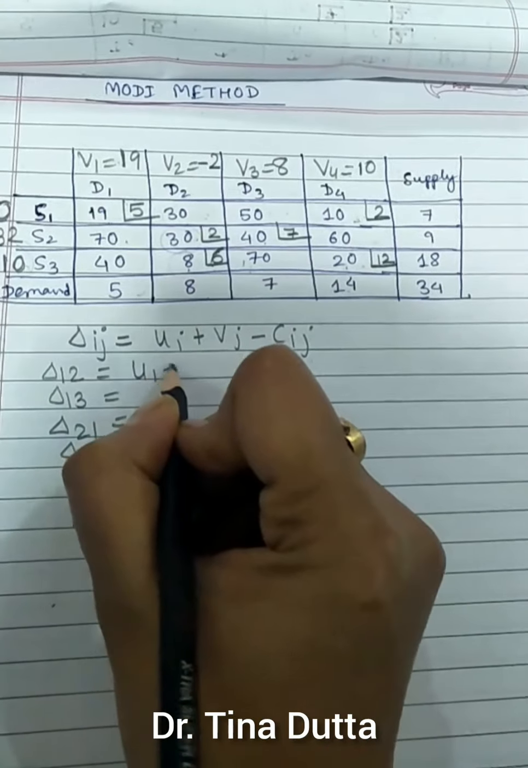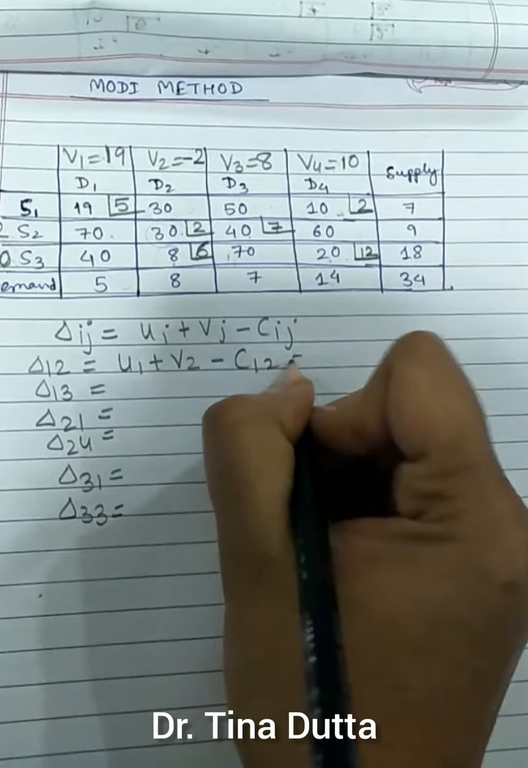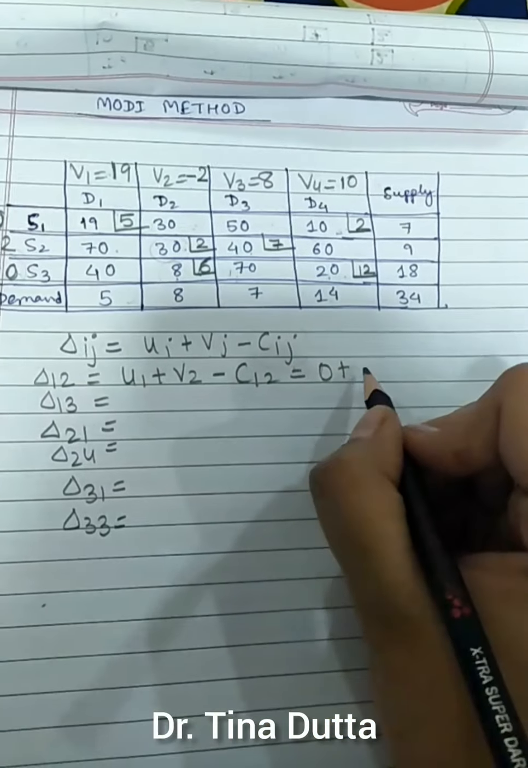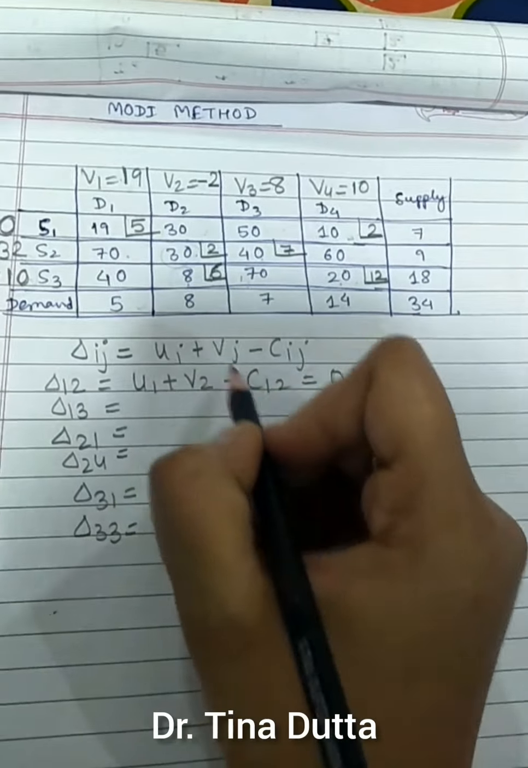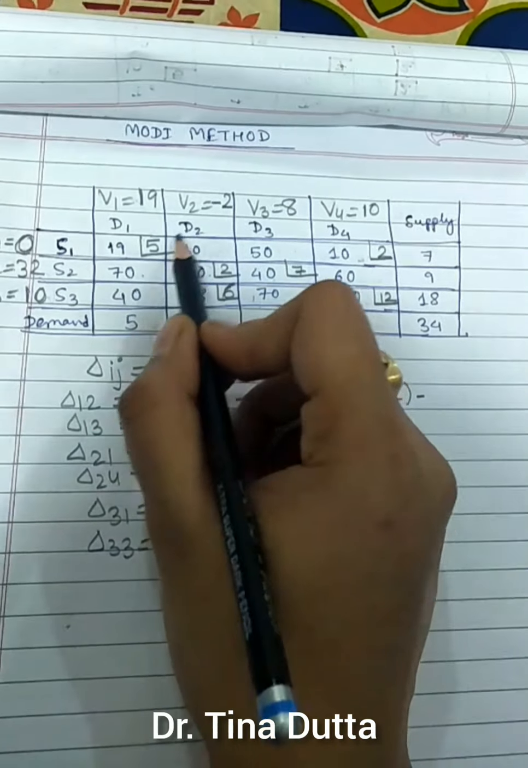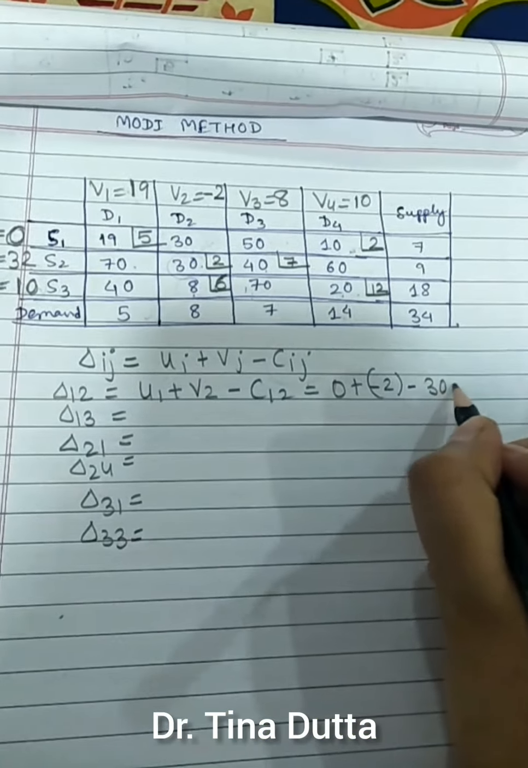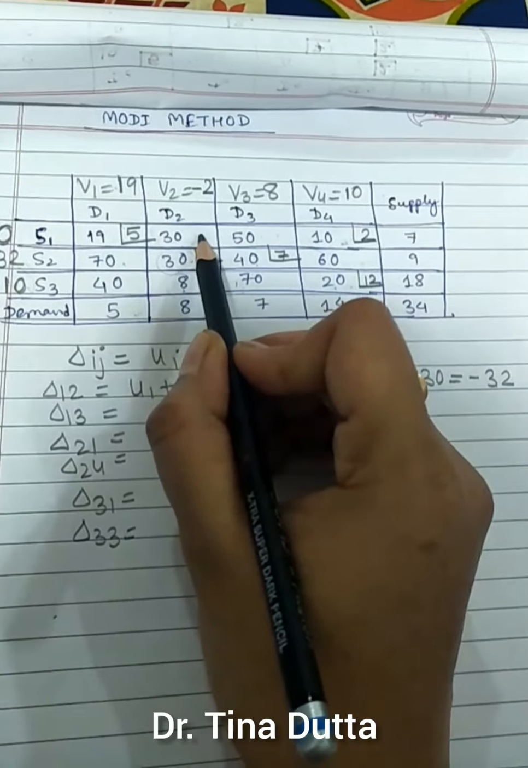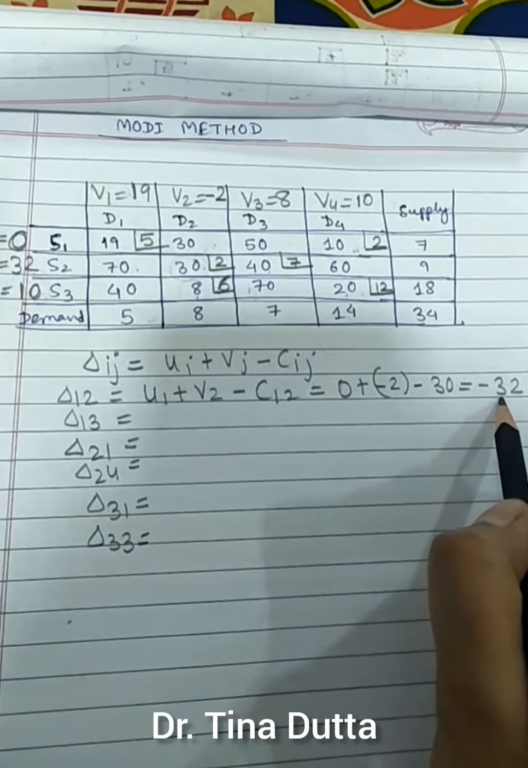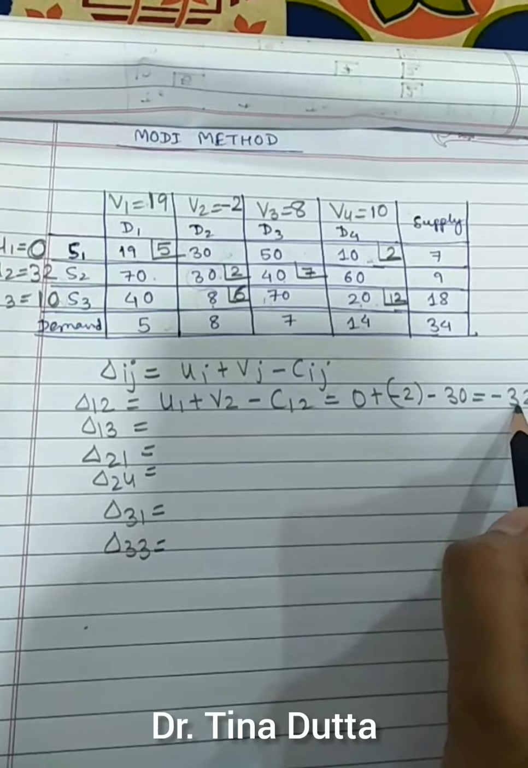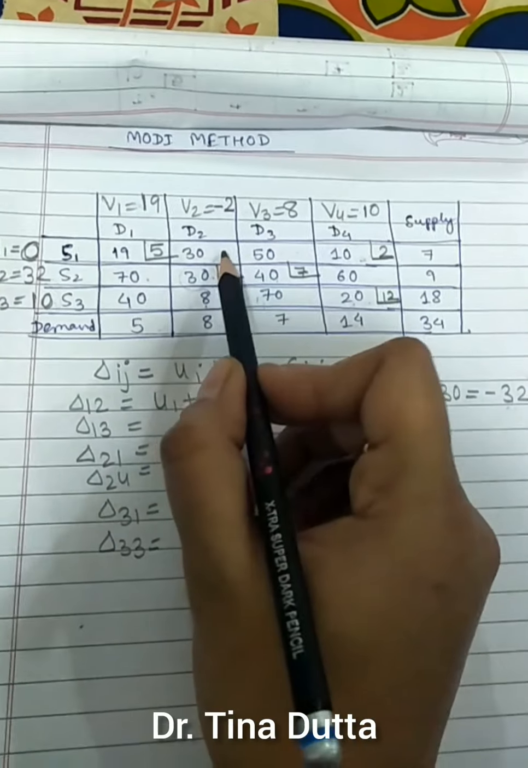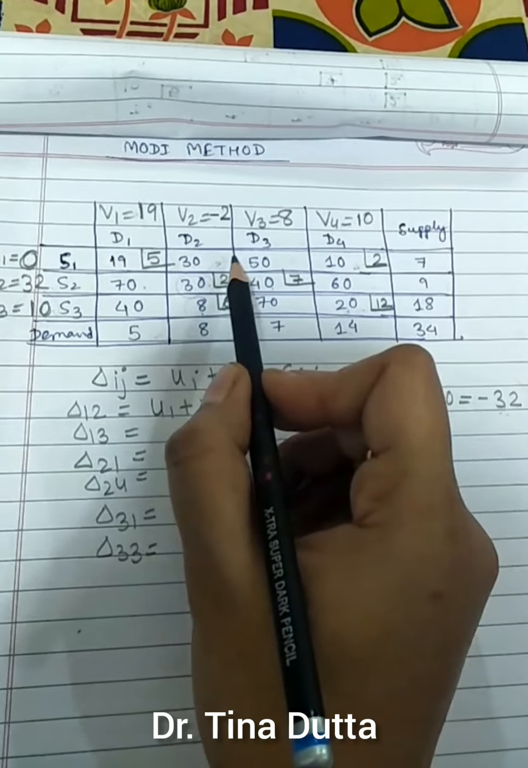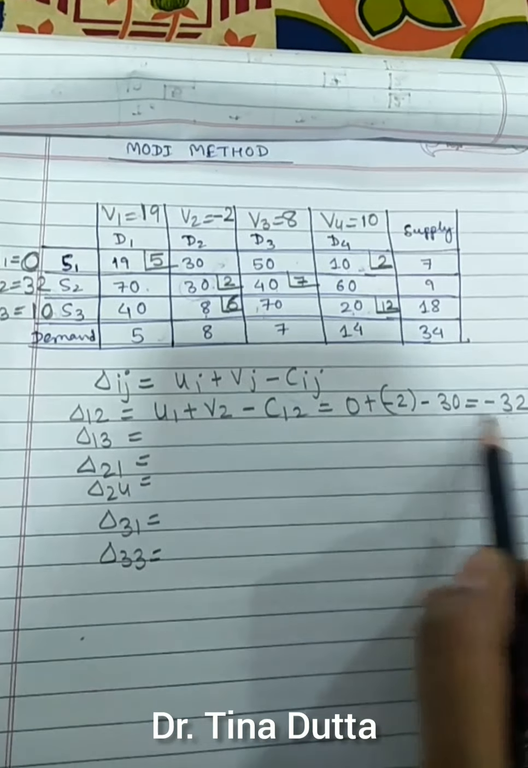Delta 1 2 will be U1 plus V2 minus C12. U1 value is 0. V2 is minus 2, and C12, that is the cost in the 1 2th cell, is 30. So it is minus 30. So the value is minus 32. So that means the opportunity cost for this unselected route is minus 32. So negative opportunity cost means there is no loss to the organization. If it had been positive, that means for not selecting this route, the organization is incurring loss. It is foregoing opportunity. So if it is negative, it is good.